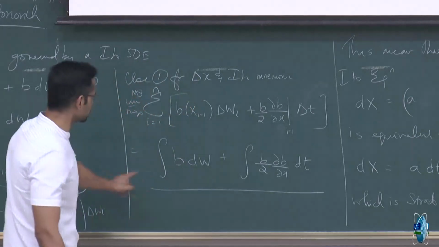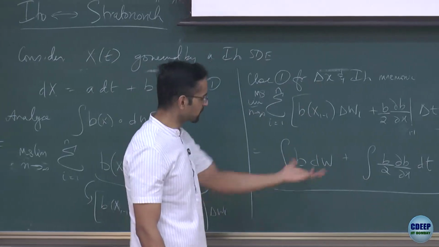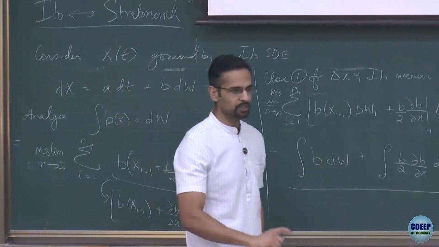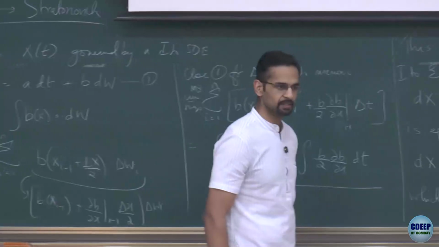So the B part is what changes, right? And the B part gives you an extra drift, which you have to account for either way when you go from one to the other.